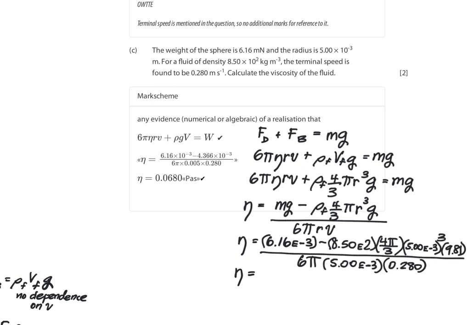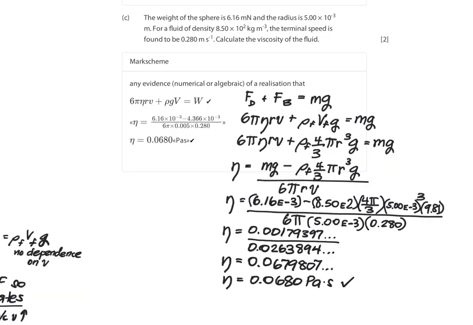Let's see what we get. And I just realized that you can't cancel the r and the r cubed because there's no r in the mg expression. So we'll just leave it as it is. Okie doke. And so after we plug in our numbers, we do in fact find that the viscosity. Yes, viscosity. I thought I was solving for density for a second. I'm like, that's not the density symbol. Viscosity is 0.0680 Pascal seconds.